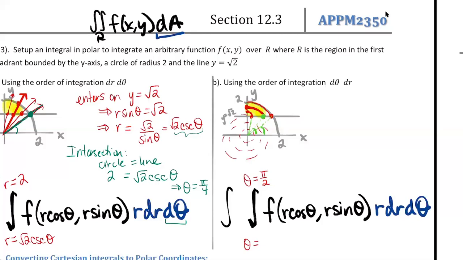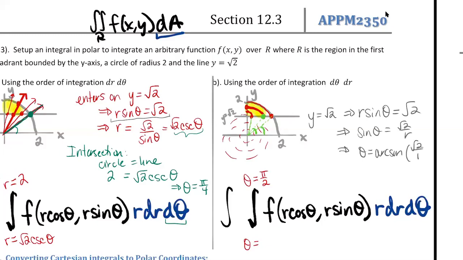Let's see how that plays out. We're basically just going to use the fact that I'm always entering along the line y is square root of 2, and we're going to convert that in terms of theta. So instead of what we did over here where we solved for r, I want to know what theta value that will always give me. That tells me that sine of theta is square root of 2 over r, and that means theta is arcsine of square root of 2 over r. So that's going to be my lower bound.